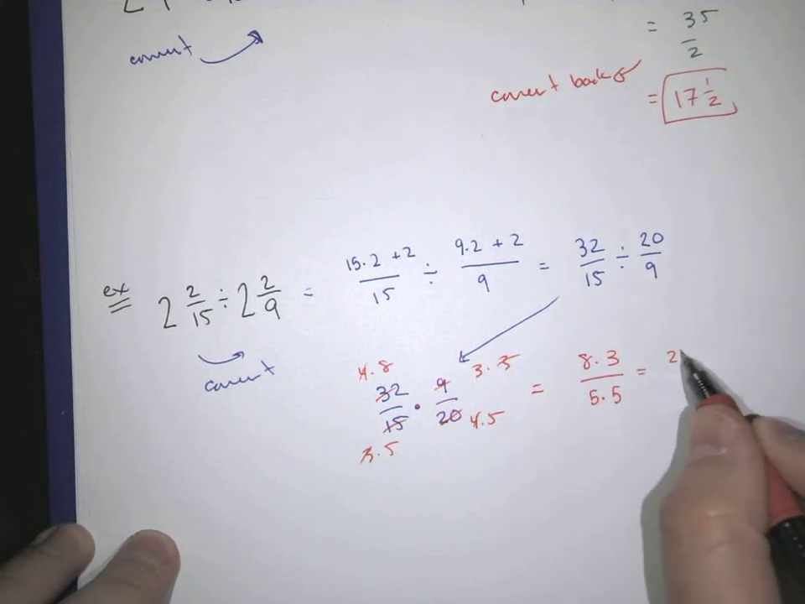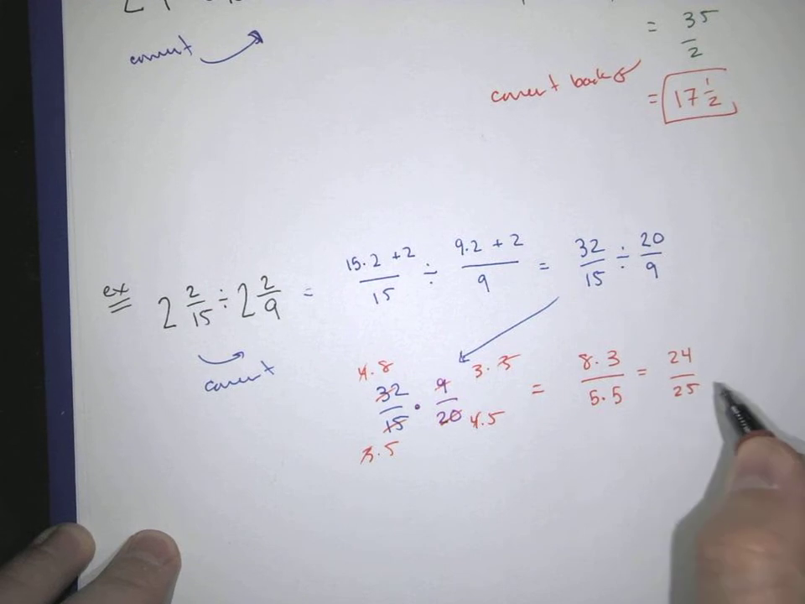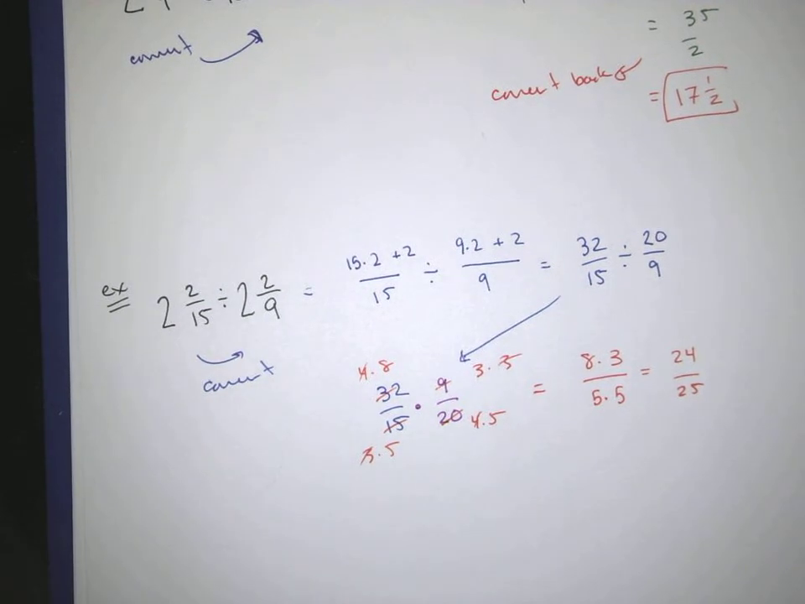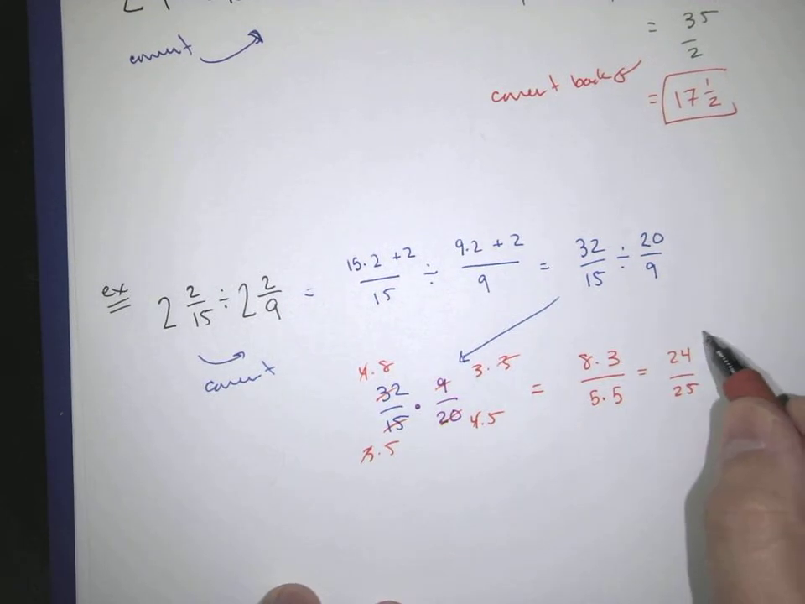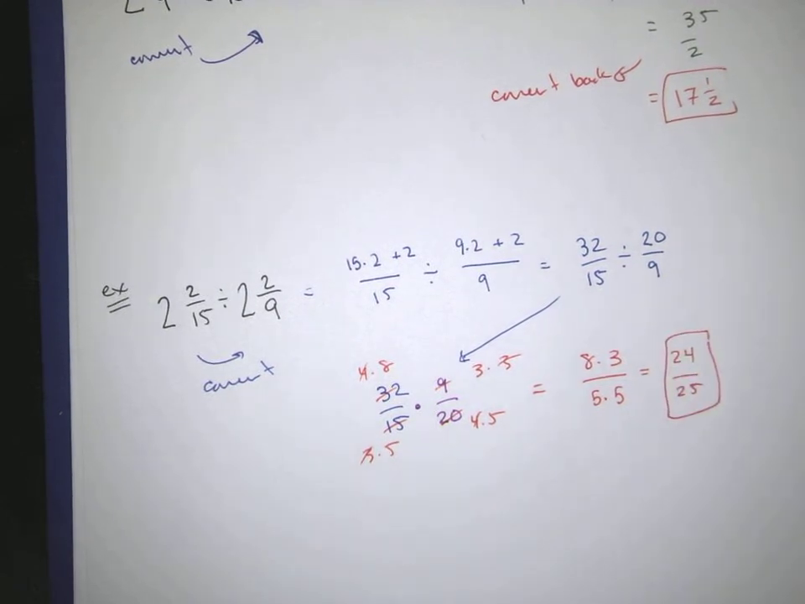No common factors there. And that itself is a proper fraction. So we started with mixed numbers, and we end up with a proper fraction, which we can't convert back into a mixed number. That just is what it is. It's our final answer.